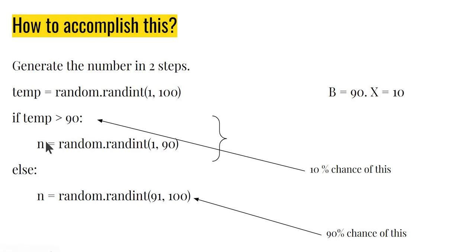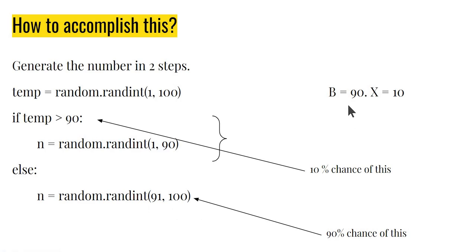If that happens, I'd say, okay, let me generate a number between 1 and 90. In other words, what I'm saying is that there's a 10% chance that I will get n to be between 1 and 90. There is a 90% chance that n will become between 91 and 100. So in this example, I've used b equals 90.